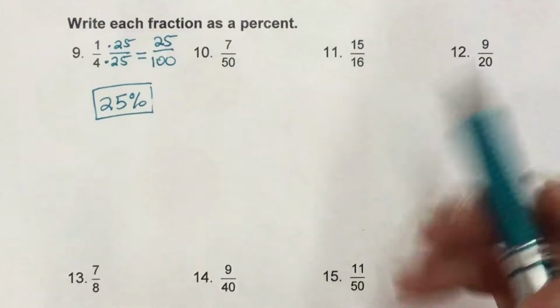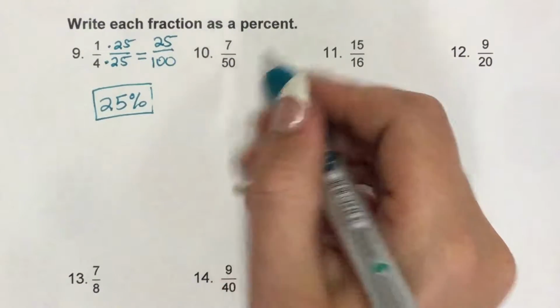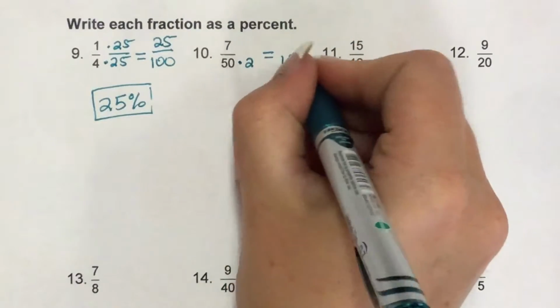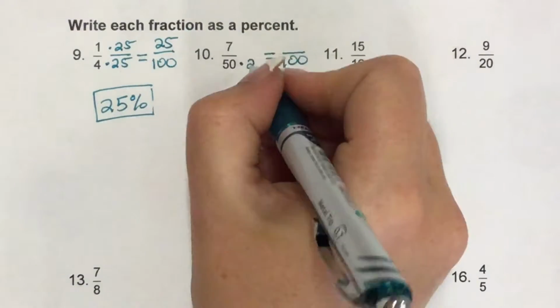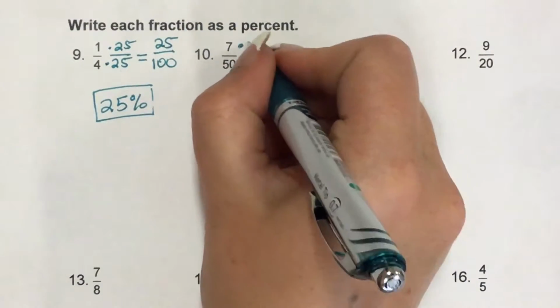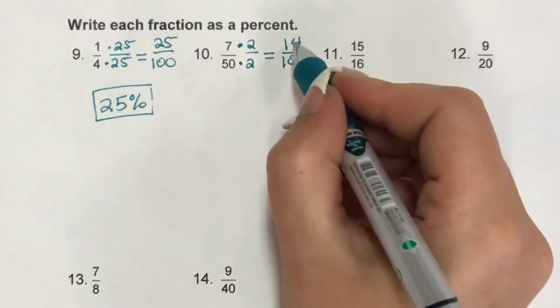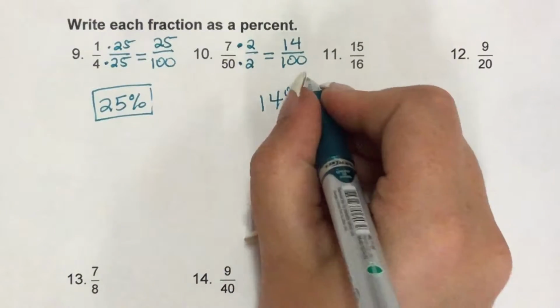I noticed the same thing for 7/50. On to problem 10. I can write this one with a denominator of 100 pretty easily as well. All I have to do is multiply it by 2. Okay, so if I go 50 times 2, I get 100. Whatever I do to the bottom, I'm also going to do to the top. 7 times 2 is 14. 14 out of 100 is the same thing as 14%.